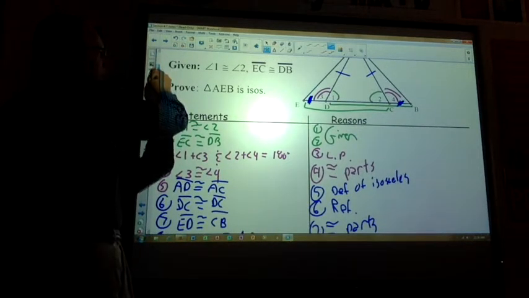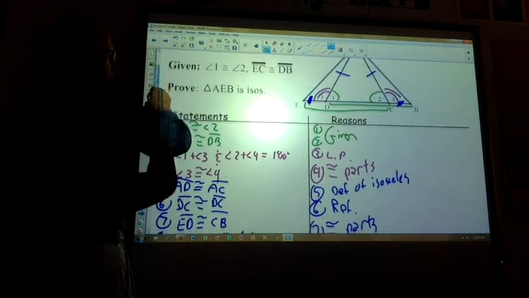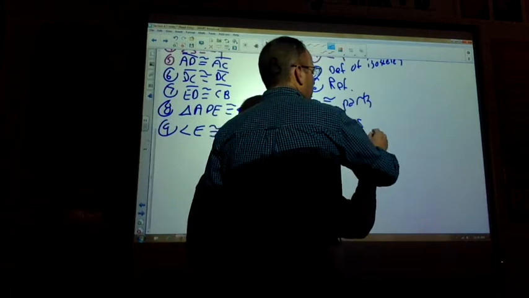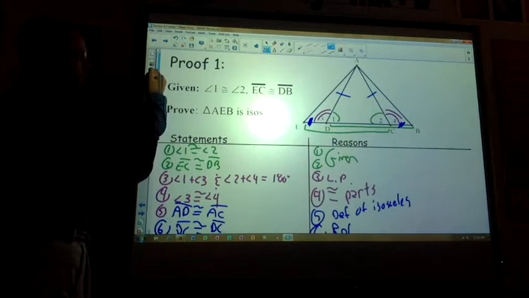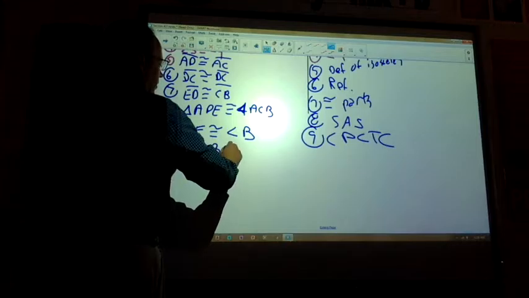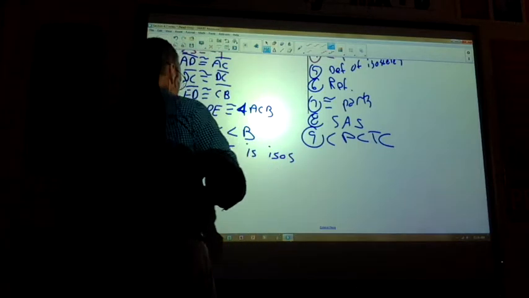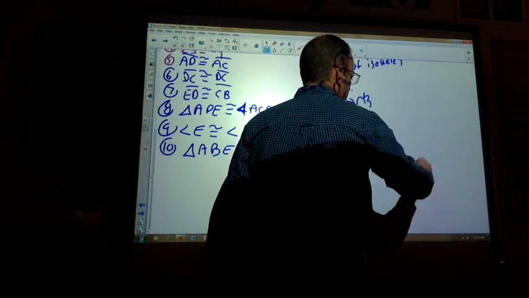And that's going to allow us to say that number 9, angle E is congruent to angle B. Why? CPCTC. There you go. And then step 10, we could even state that AB equals AB. I'll just say that triangle ABE is isosceles. And the reason I can say this is because base angles congruent. Done.